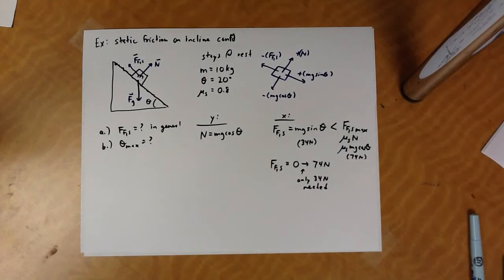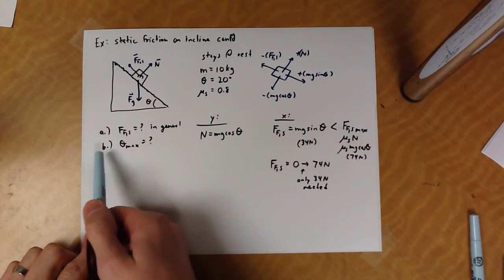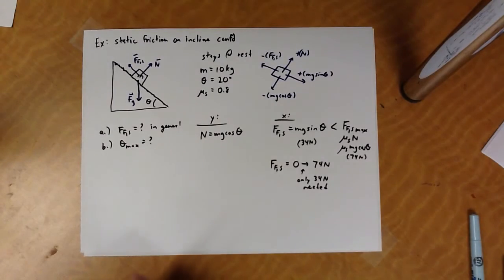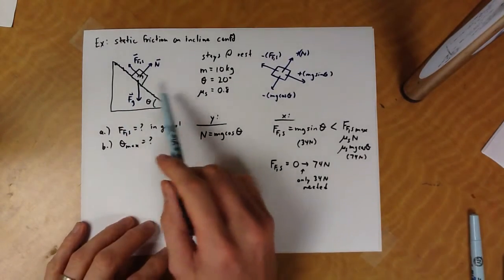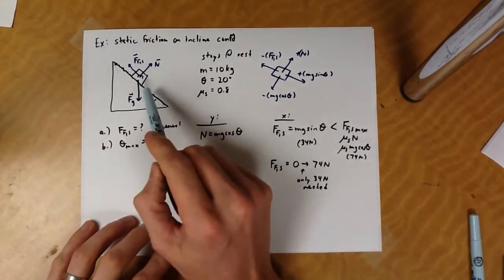We kind of landed awkwardly in the middle of this example last time, so I'm going to go ahead and recap part A, which I completed, and then move on to part B. Let me remind you first, we're doing static friction on an incline.